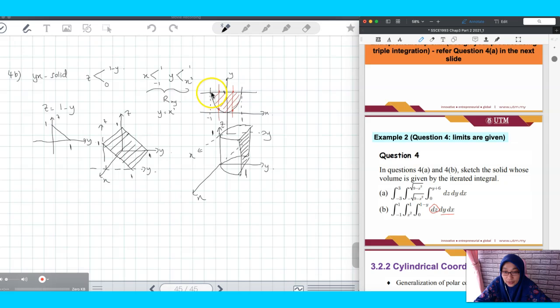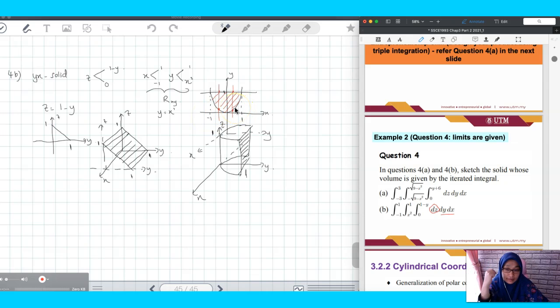So how can I know that 1 and minus 1 should be here? Because when x equals 1 or minus 1, the value of y is equal to 1. That's why we can sketch it here at y equal to 1. So the intersection points are at 1 and minus 1. Okay, so that is the region.